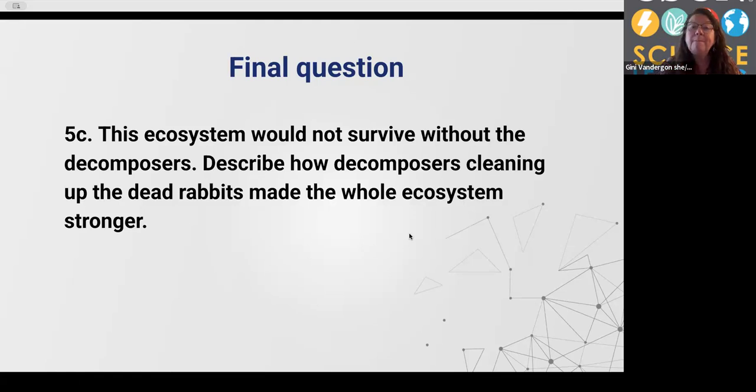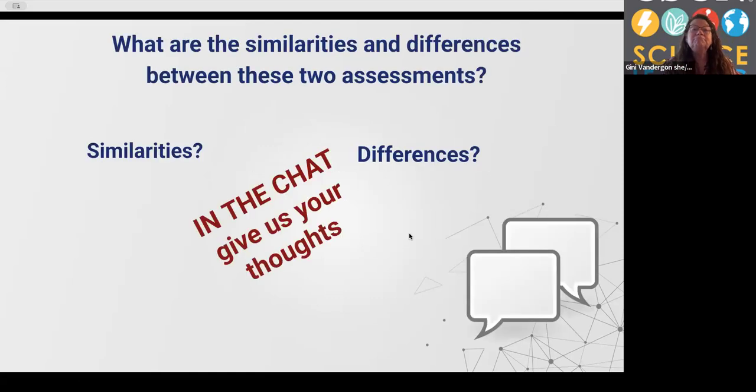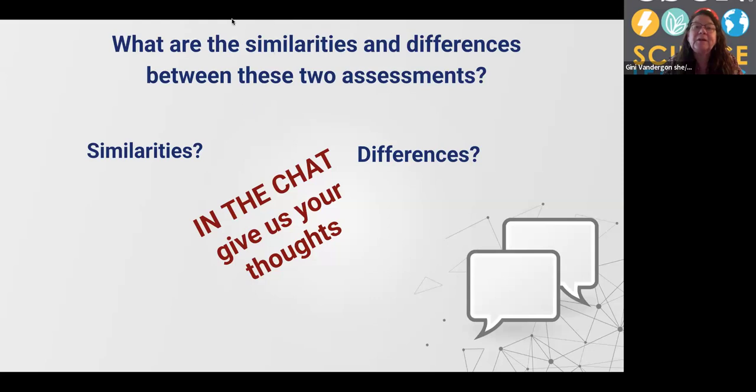So, what are the similarities and differences between these two assessments? I really do want a few people to respond, please, about what you think were some of the similarities and some of the differences between this one-dimensional and this three-dimensional. I'll give you a couple minutes to type some answers. Or if you want to come off mute, that's fine too.